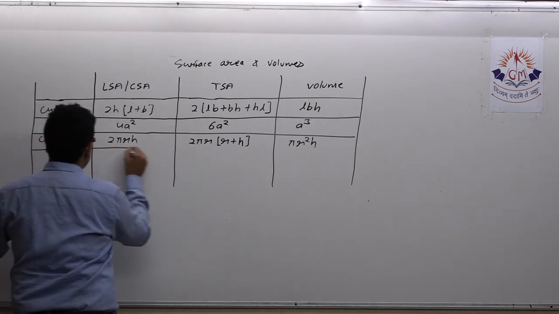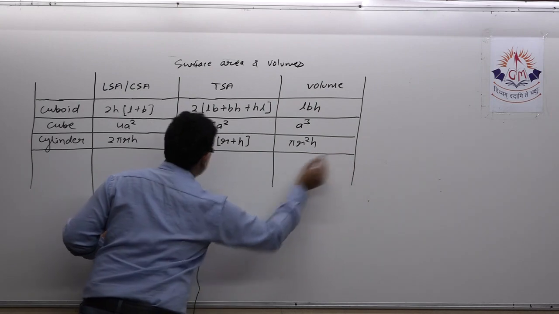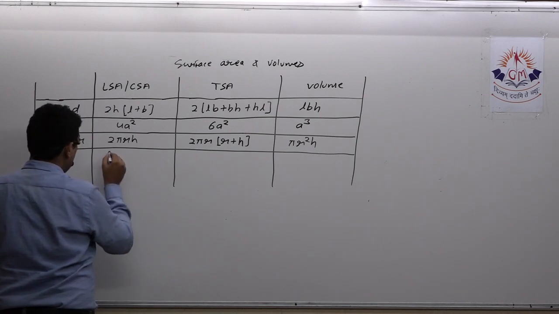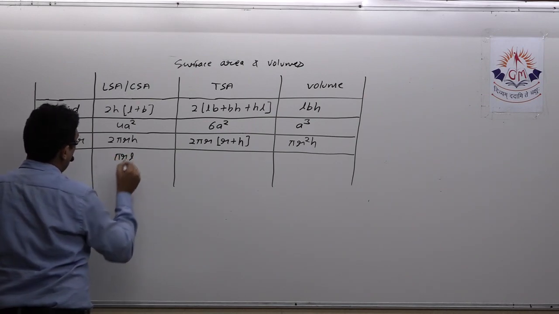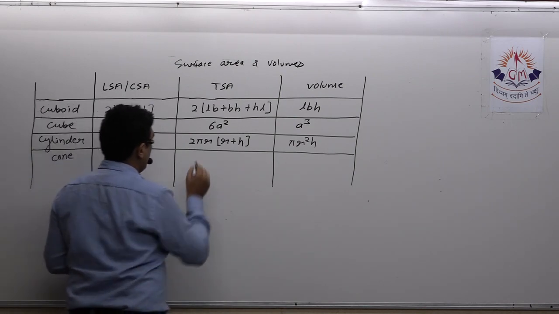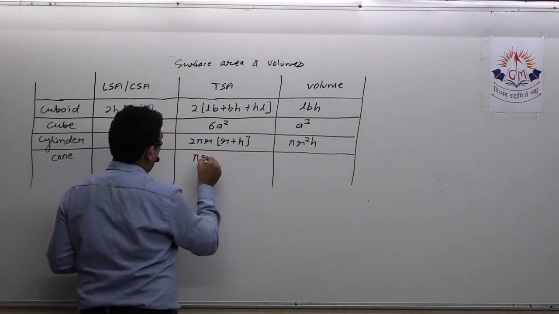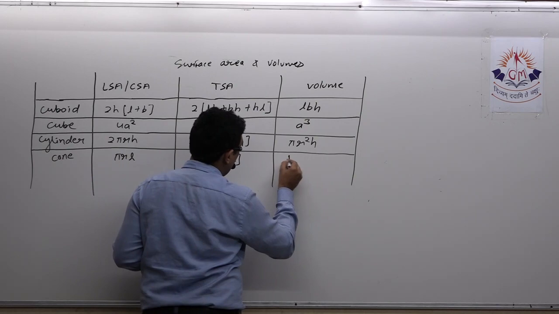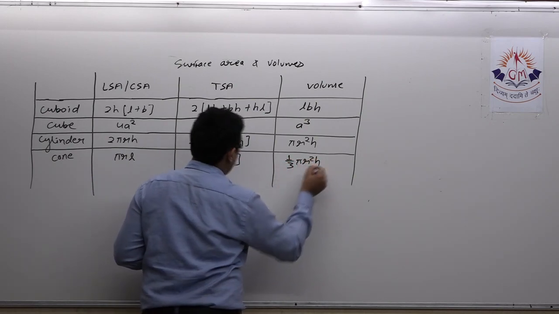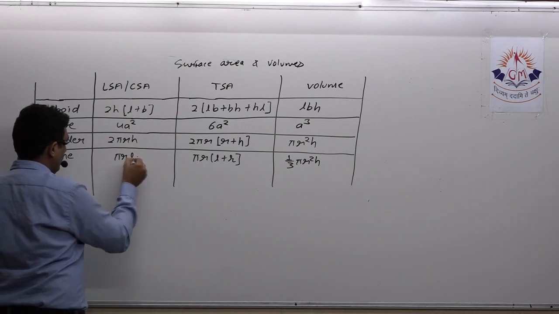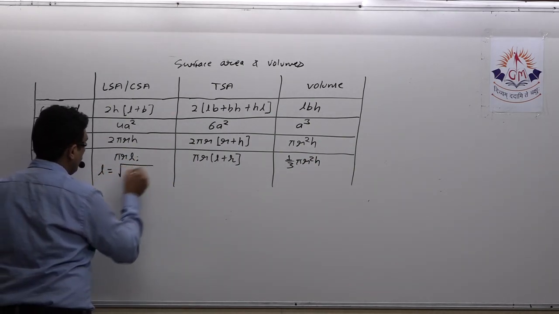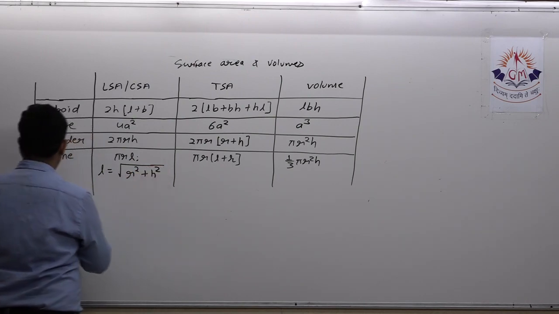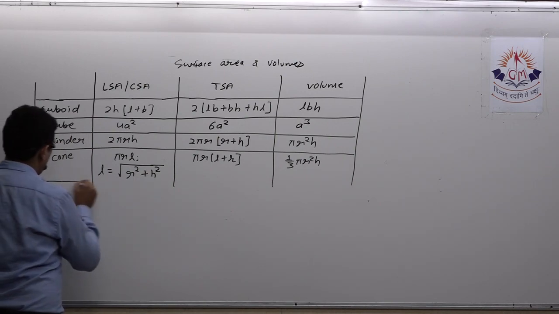Then after cylinder we will see for cone. Next is for cone: lateral surface area is pi r l. Total surface area is pi r (r plus l). And volume is 1 by 3 pi r square h. Over here we can add one more formula: l is root of r square plus h square. That is for cone.